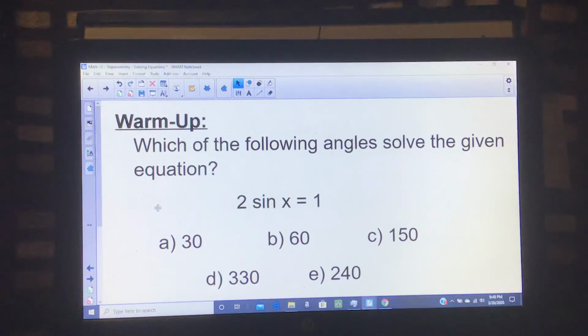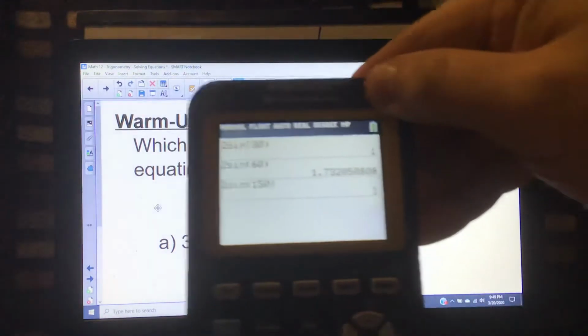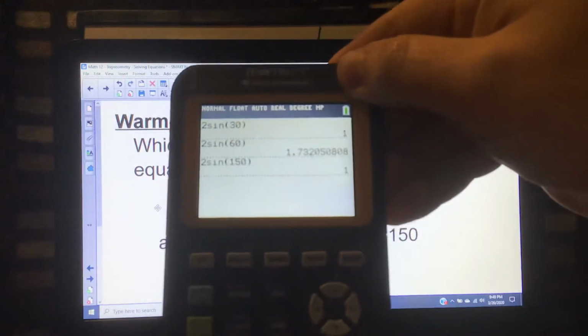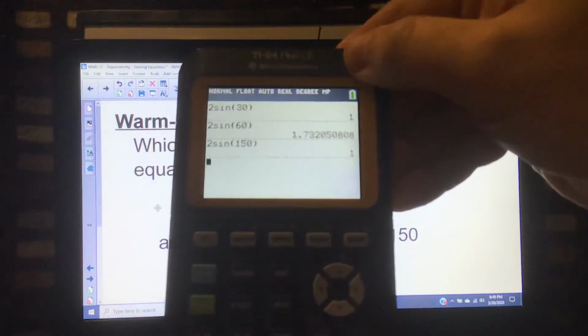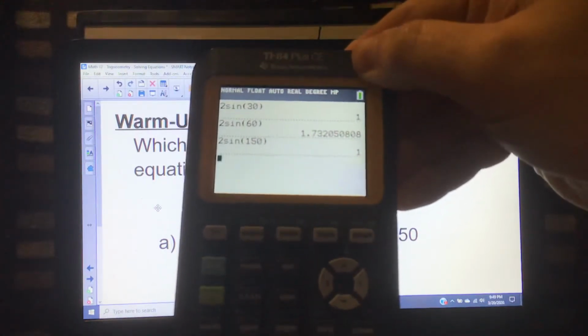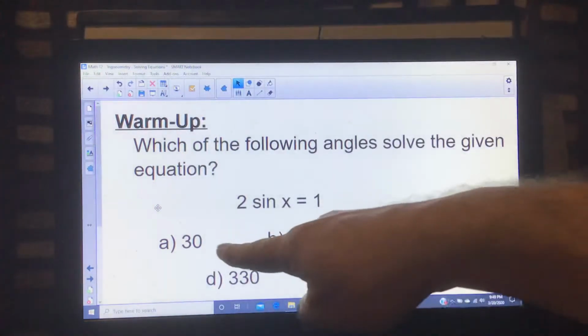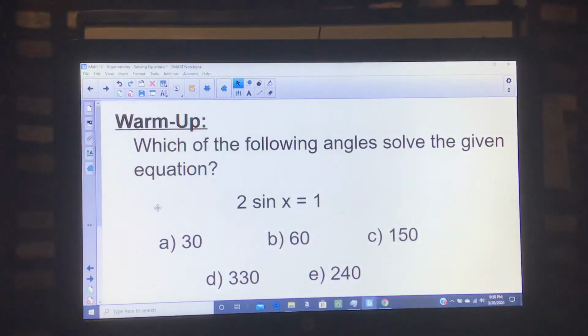Let's try 150. And what's interesting about this is a lot of times equations only have one solution, but this actually has another solution. 150 actually works in here. So 2 times sine 150 works. So not only is 30 a solution, but so is 150.